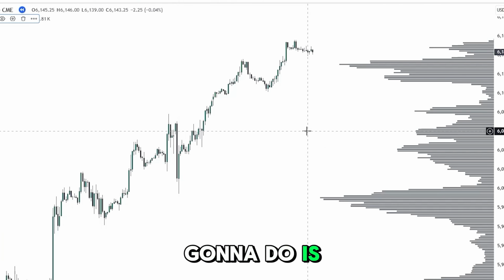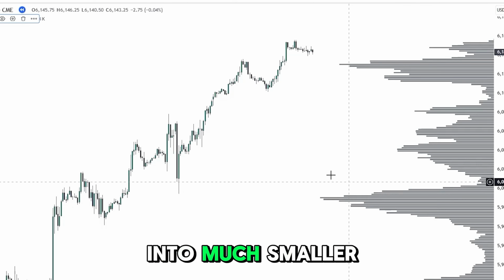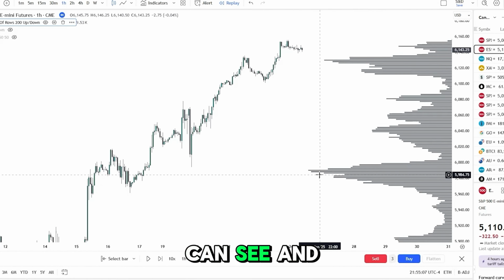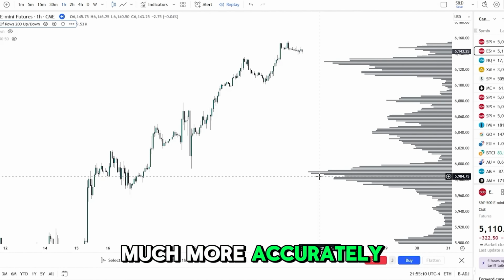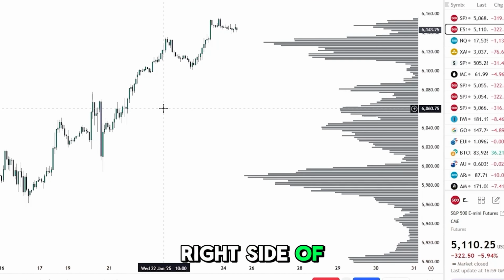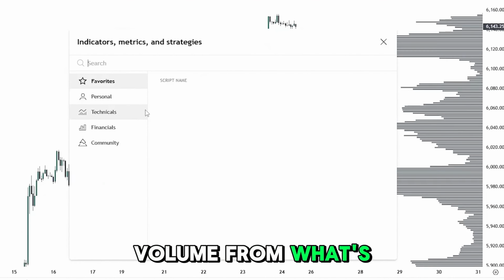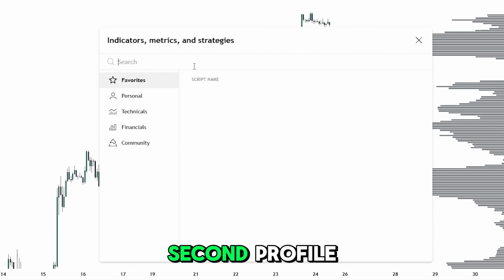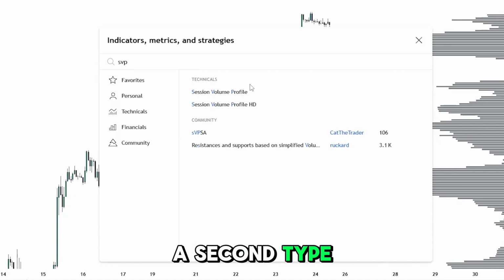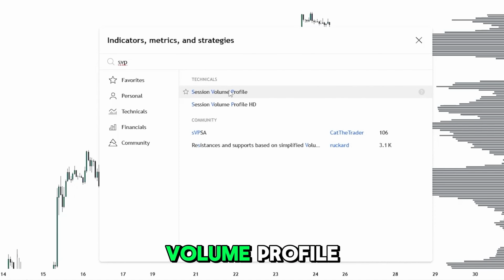What this is going to do is turn those big bulky volume bars into much smaller ones, so that you can see and understand where the volume is much more accurately. This is going to appear on the right side of the chart and it'll show you all the volume from what's visible on your screen. And now the second profile. We're going to use a second type of volume profile called the Session Volume Profile.